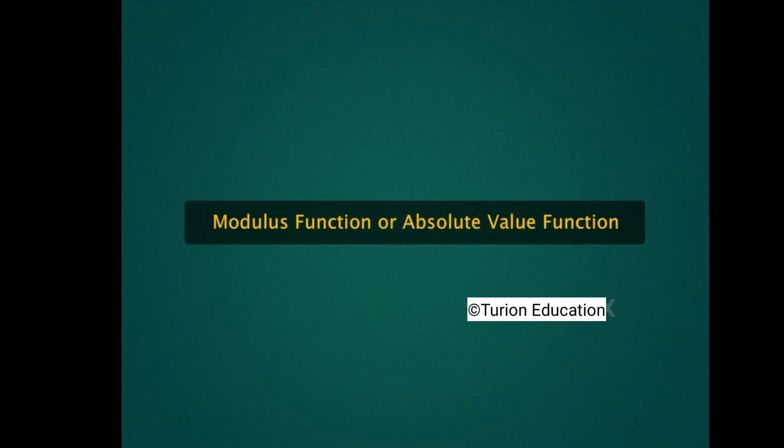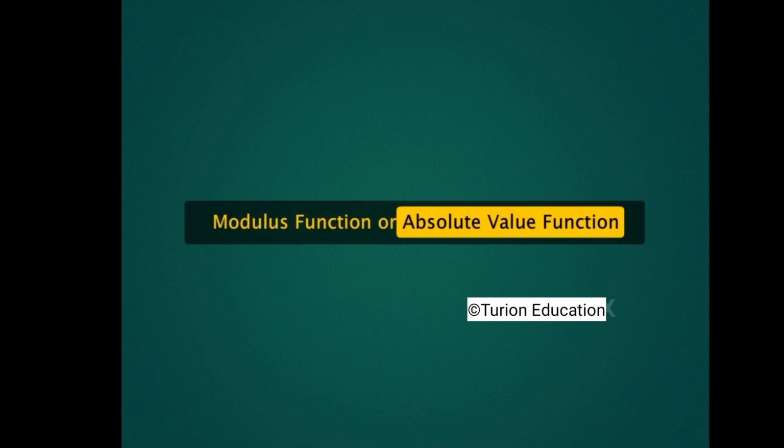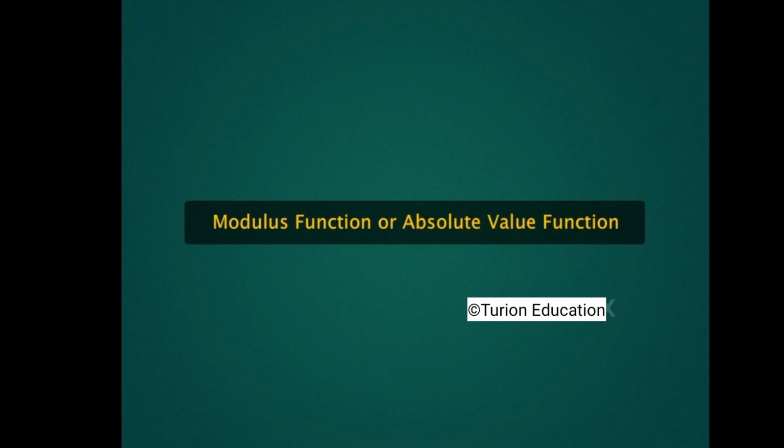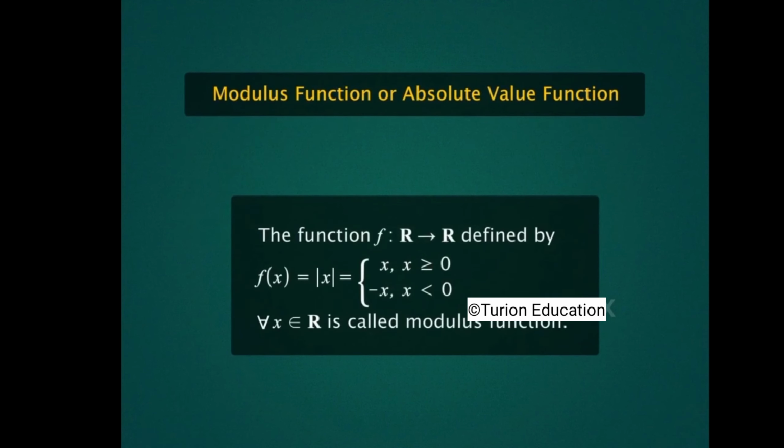The next type of function is the function which always gives a positive value. This function is called the modulus or absolute value function. The function f from R to R defined by f of x equal to modulus of x for each x belonging to R is called modulus function. For each non-negative value of x, f of x is equal to x. But for negative values of x, the value of f of x is the negative of the value of x.